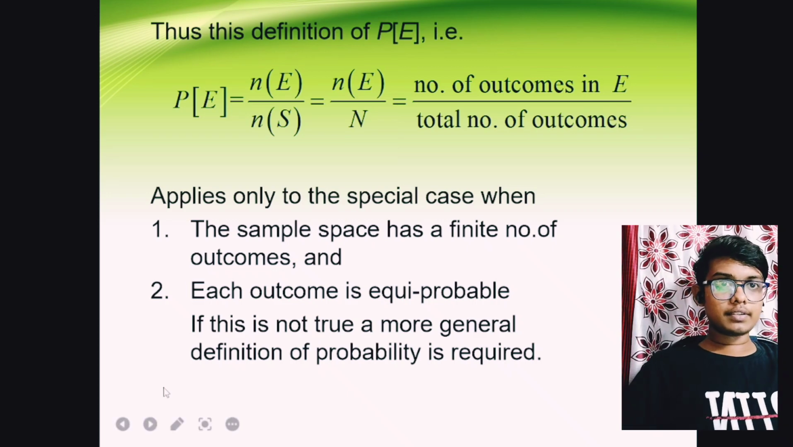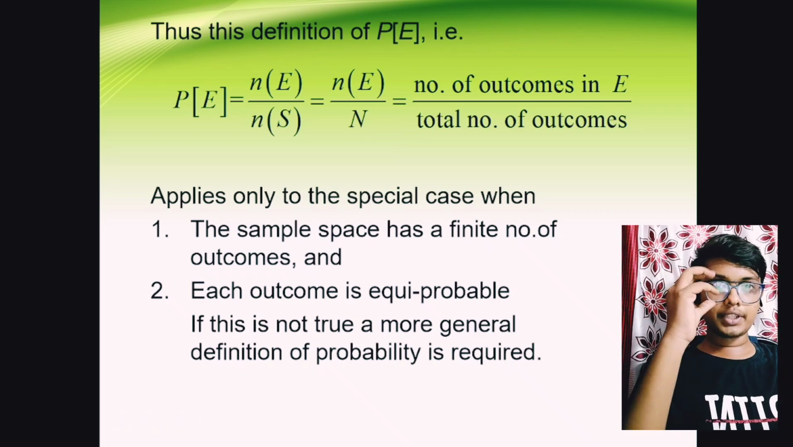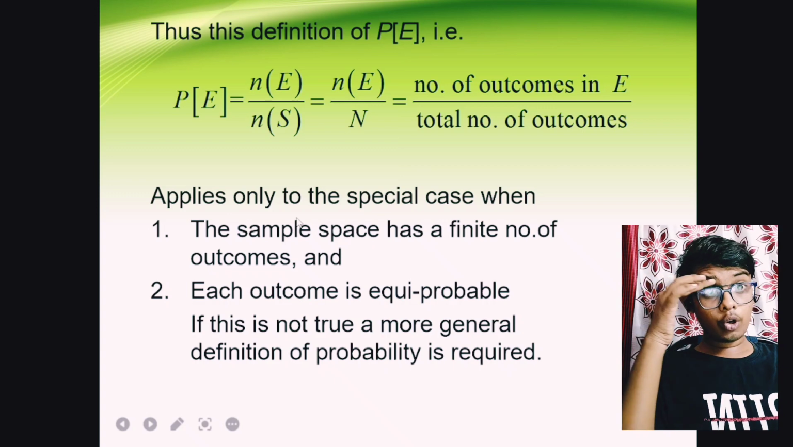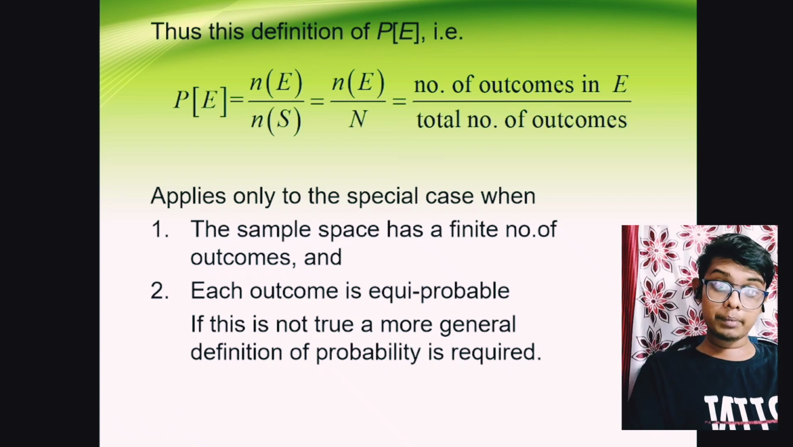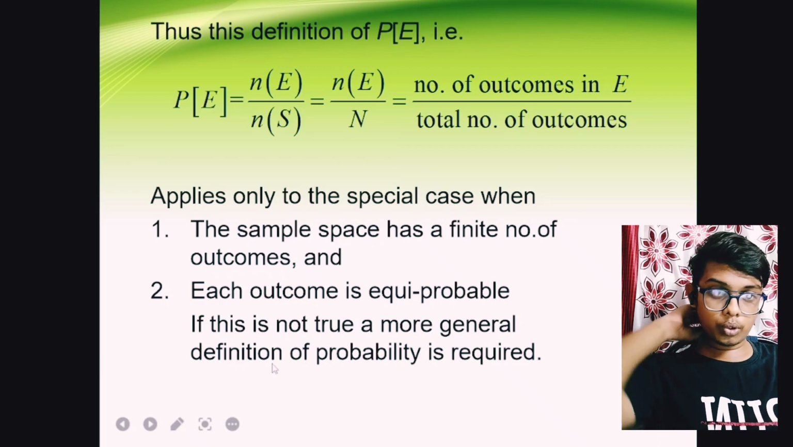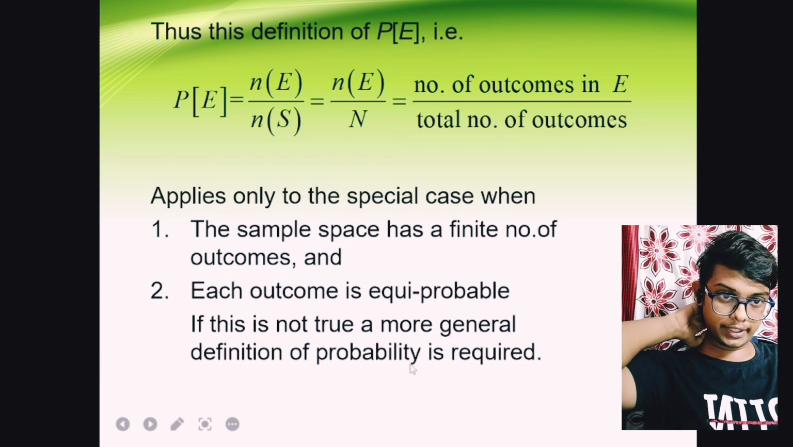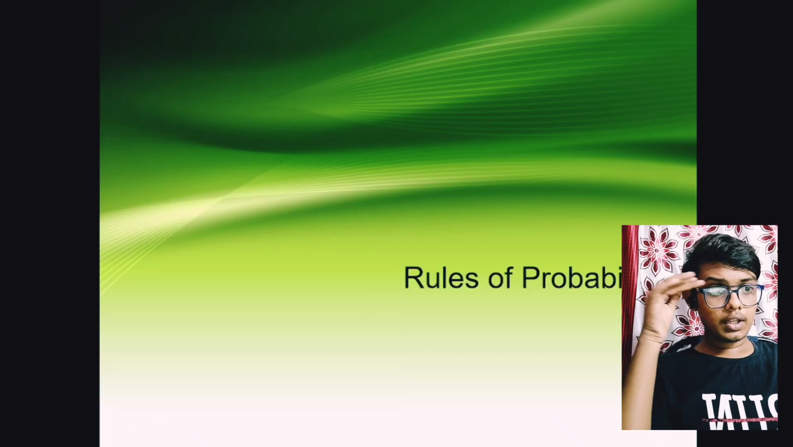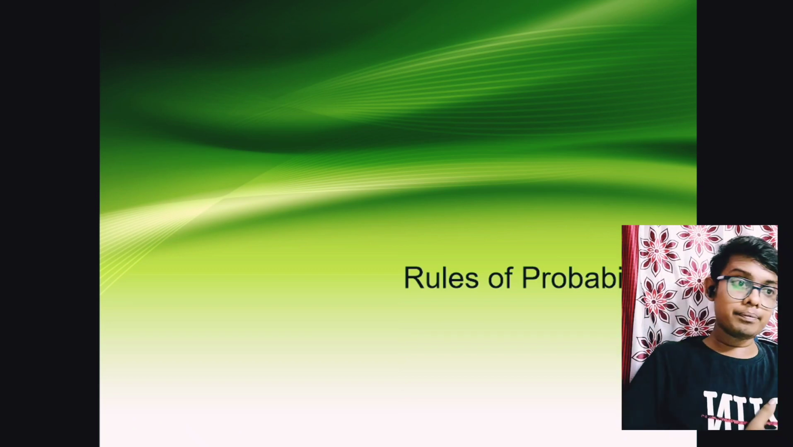As you can see here, this definition of P of E, that is P of E is equal to N of E by N of S, which is the number of outcomes in E by the total number of outcomes, applies only to the special case when the sample space has a finite number of outcomes and each outcome is equiprobable. If this is not true, a more general definition of probability is required. Now let's see some of the rules of probability.